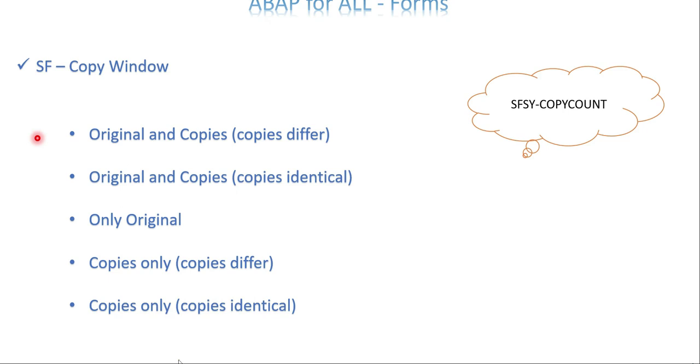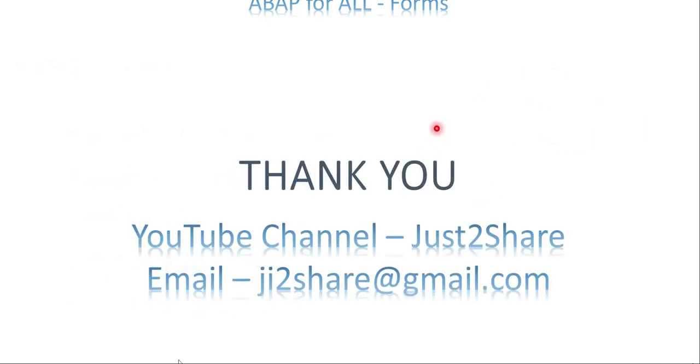Select everything, put it in debugging mode, and see how the copy count is getting triggered. Based on the copy count only, your entire code is going to work inside your copy window. So these are the types and properties of your SmartForms. We'll see the same in the system now. Anything else? No, nothing. Okay, let's get into the system.